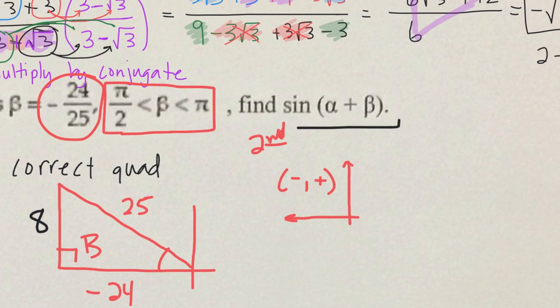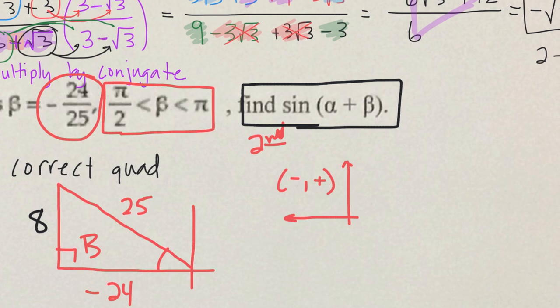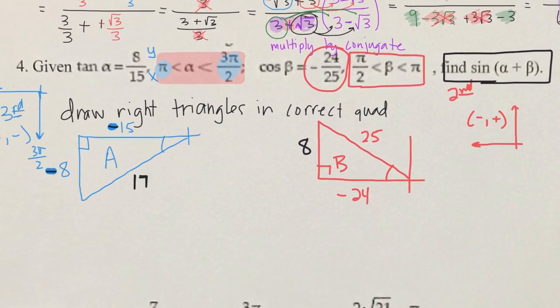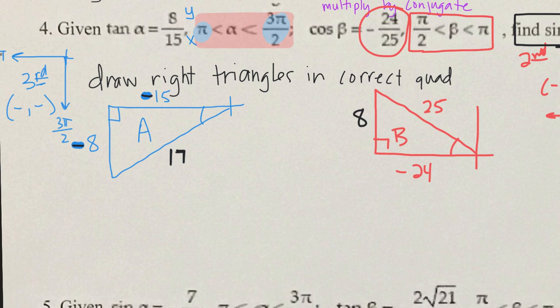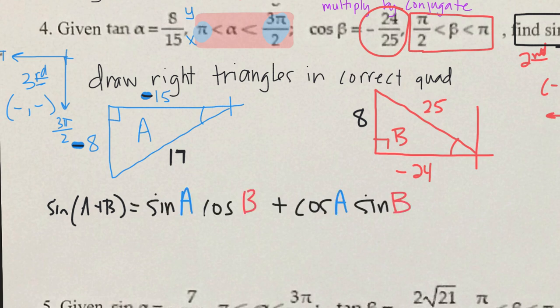Because our problem says find the sine of the sum of these two angles. Okay, so using my triangles, I'm going to first write down the formula for sine of A plus B. Write down the formula. Now we're going to replace. So we go to our A triangle and we write down the sine value. The sine is the opposite, or the y, over your hypotenuse. The sine is negative 8 over 17.